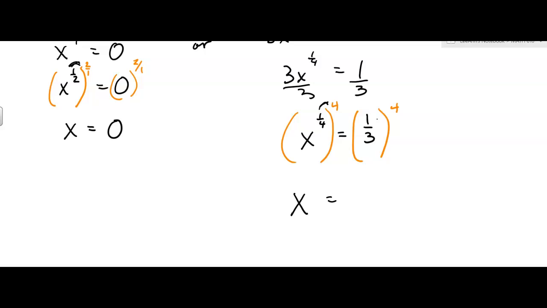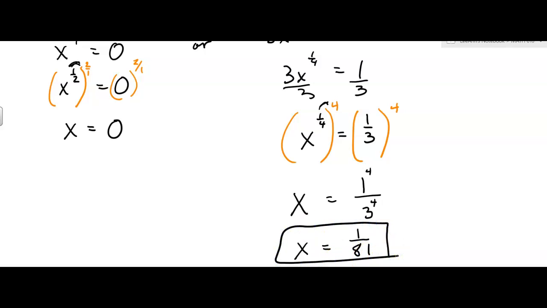And then what's 1/3 to the 4th power? One way to think of it is use your exponent rules. It says in division you can raise both the numerator to the power and the denominator. So that might be helpful to pull out that rule. And we get x equals 1 over 81. So I get two solutions. x equals 1 over 81 and x equals 0.